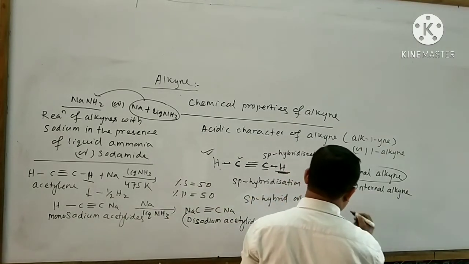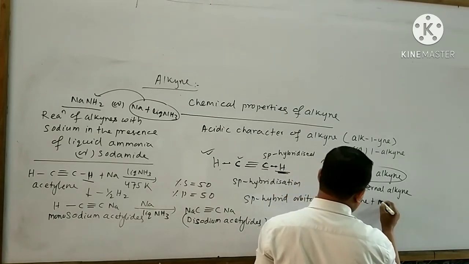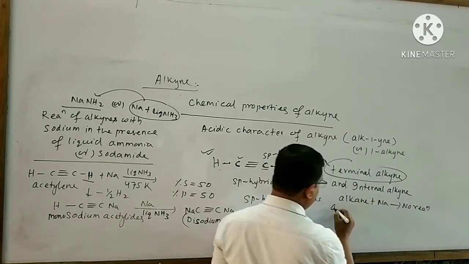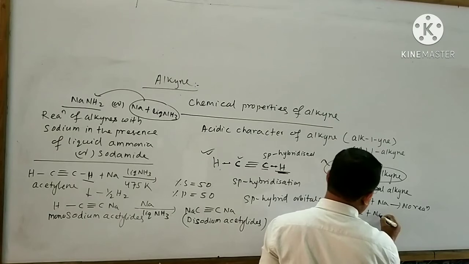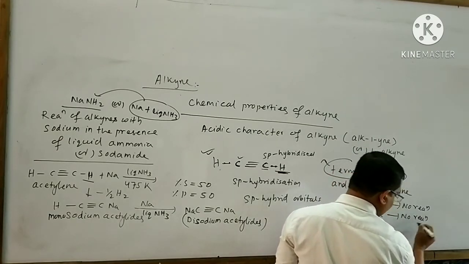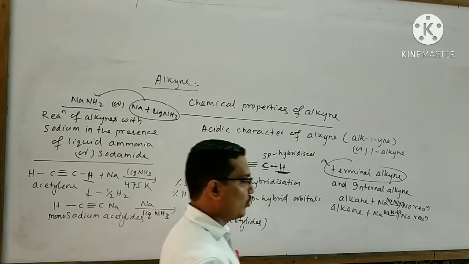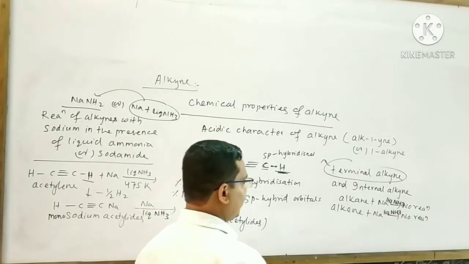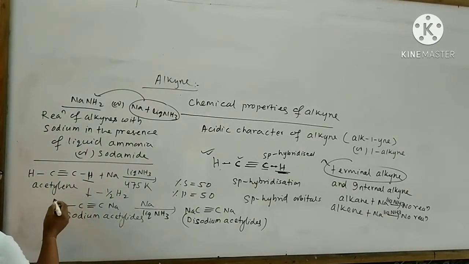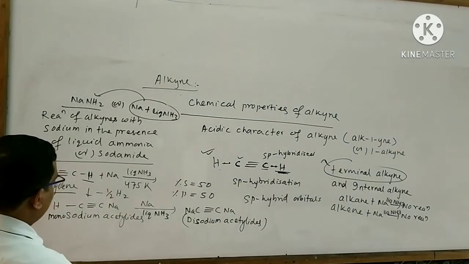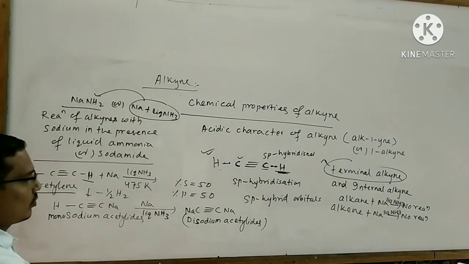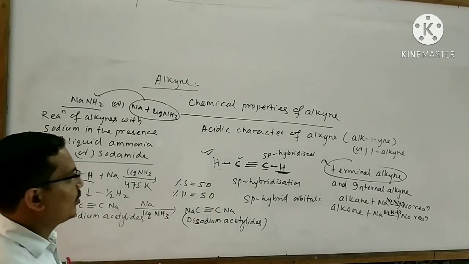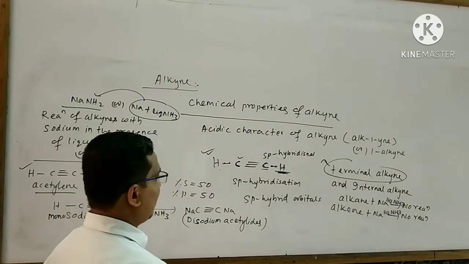Remember also, alkanes do not react with sodium metal. Similarly, alkenes also do not react with sodium metal. So this reaction is also used for the distinction between alkane, alkene and alkyne. In this reaction, acetylene loses a hydrogen atom, so acetylene shows acidic character. Therefore, by this reaction, we can prove the acidic character of acetylene.